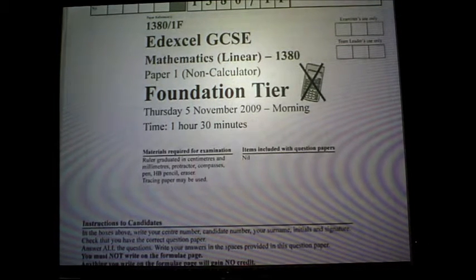Okay, this is the foundation paper for the 5th of November 2009, hour and a half. It's the non-calculator one. Question number 1, reading off a graph. Not too bad at all.